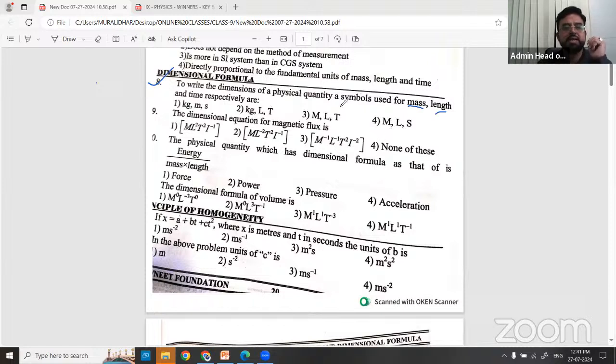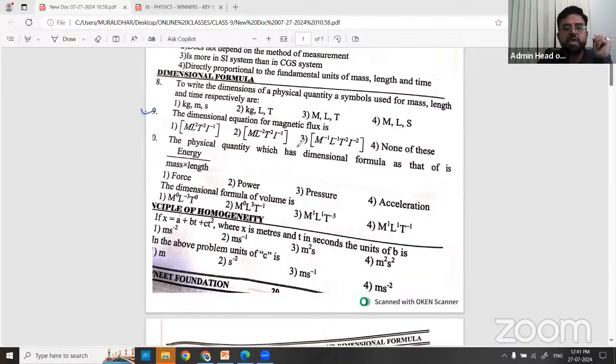So mass, length and time, MLT. How do we represent mass, length and time? By MLT. Any dimensions of a physical quantity are symbolically represented by capital letters, not kg, meter, second, nothing like that. We only have to represent by mass, length, time. So the option is 3. Right? For any physical quantity, when you are writing dimensions, we will represent M, L, T and other fundamental quantities also.